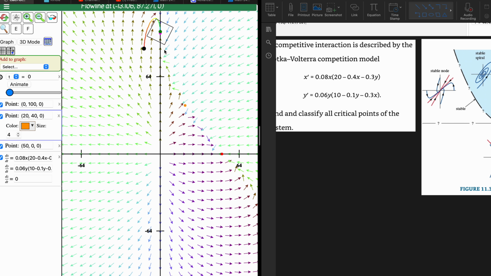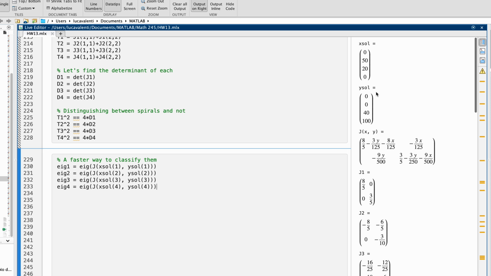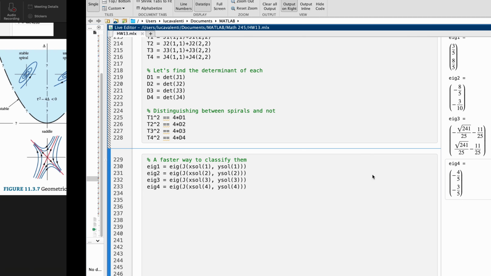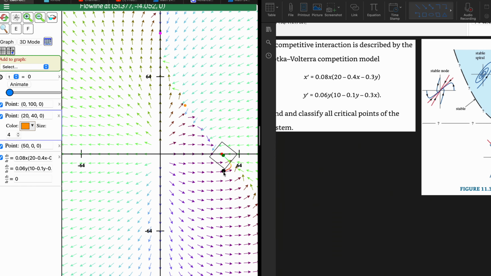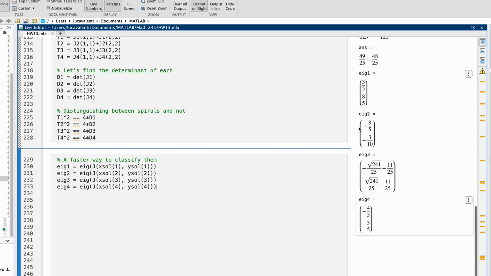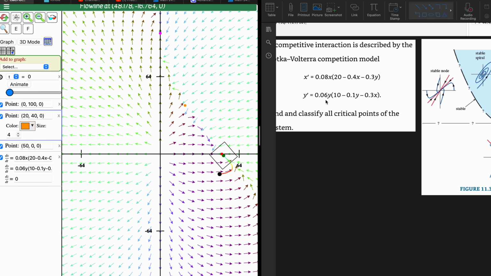And that's the point 0, 100. So we should have two negative eigenvalues for 0, 100, which is the fourth point, two negative eigenvalues, which makes me think that this one was not that point, but it was 50, 0. So 50, 0, that was the second one. And we also see that the second one has both negative eigenvalues. So I hope this was useful, and I'll see you next time.